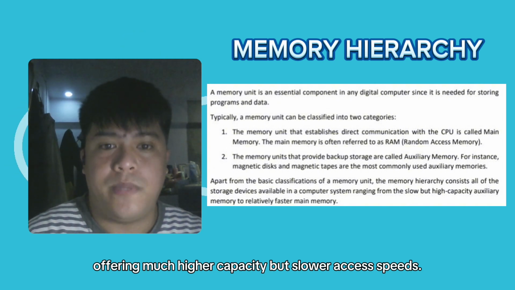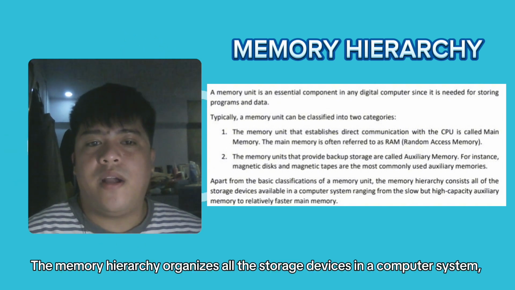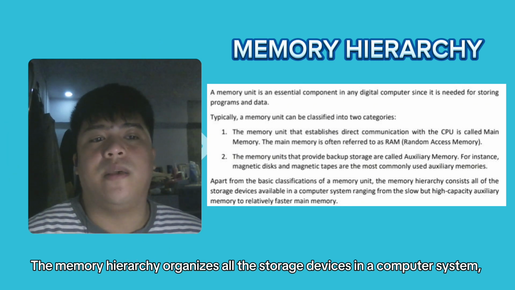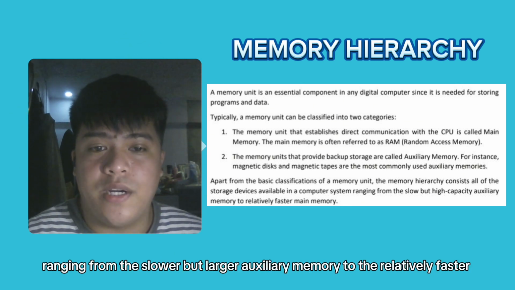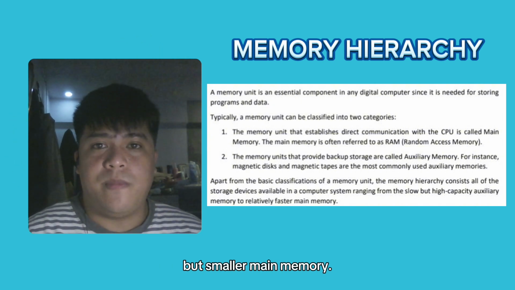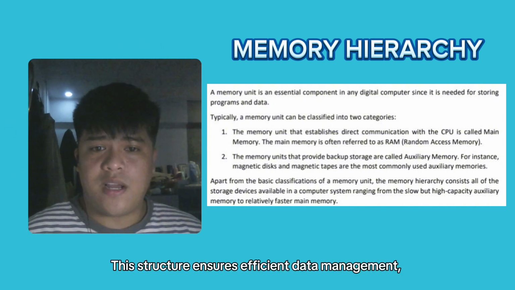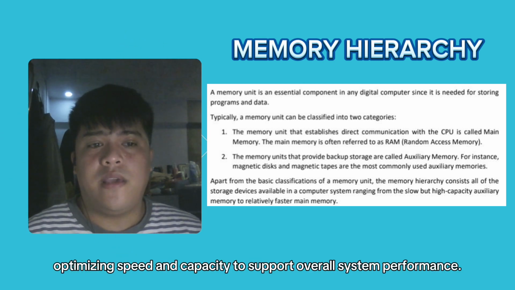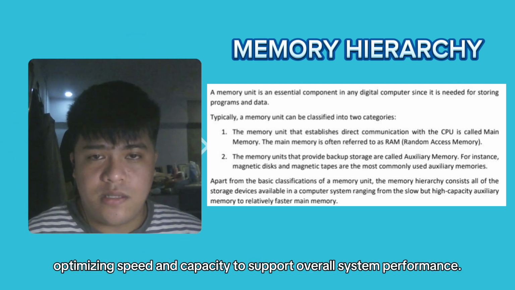but slower access speeds. The memory hierarchy organizes all the storage devices in a computer system, ranging from the slower but larger auxiliary memory to the relatively faster but smaller main memory. This structure ensures efficient data management, optimizing speed and capacity to support overall system performance.